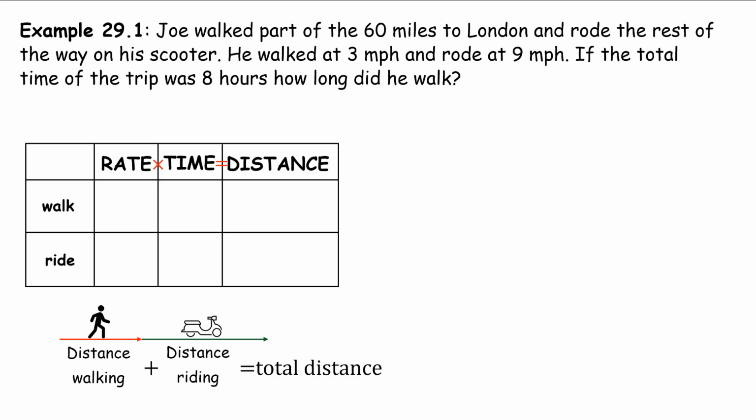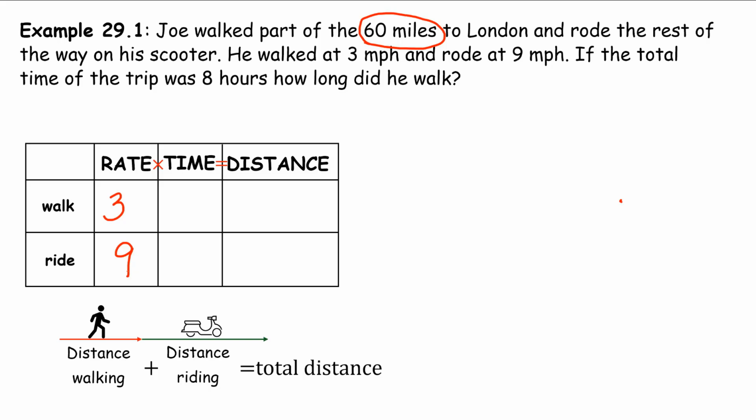So what does this problem tell us? It tells us that the total distance is 60 miles. So I'm going to first of all just circle that to remind myself that the total distance is 60 miles. All right. He walked part of the way and he rode part of the way. So I have those two rows in my table. And then he walked at 3 miles per hour. So that's his rate walking, was 3 miles per hour. His rate riding was 9 miles per hour. And the total time of the trip was 8 hours.